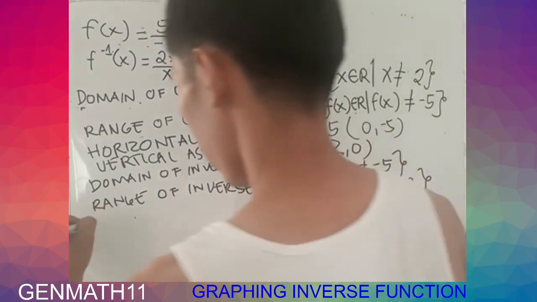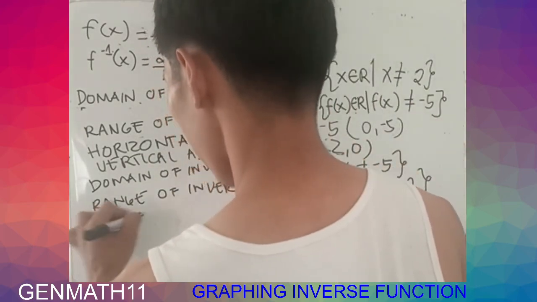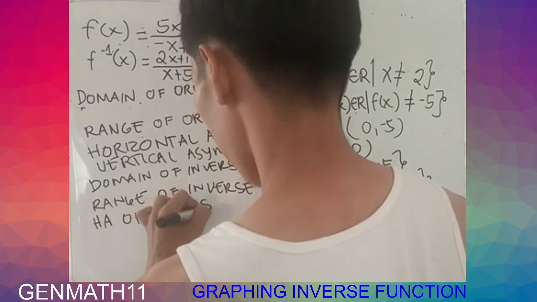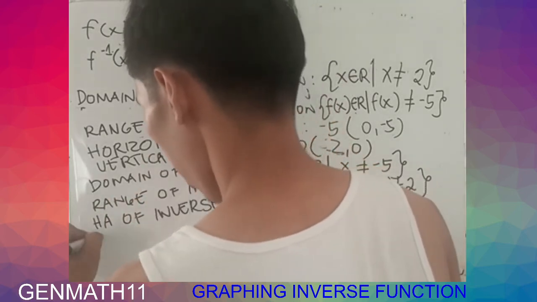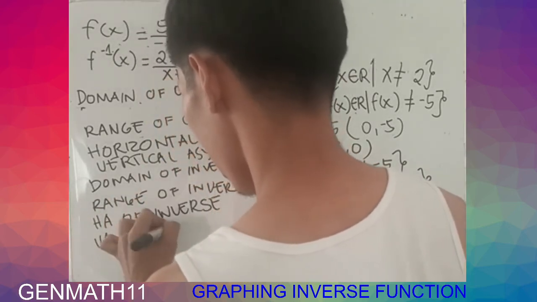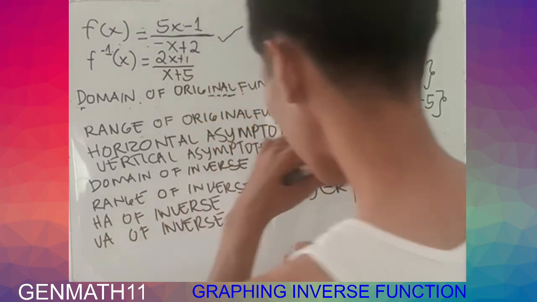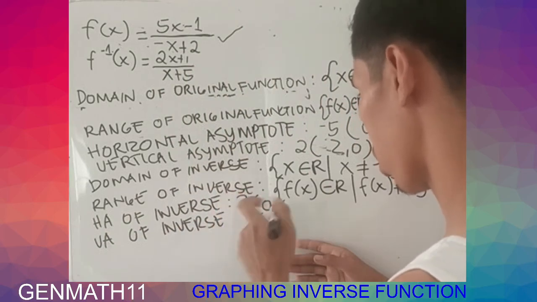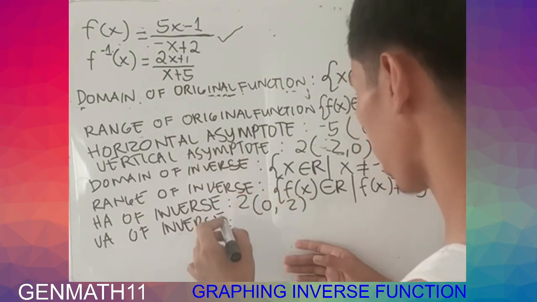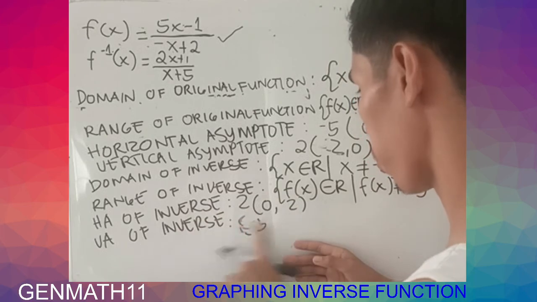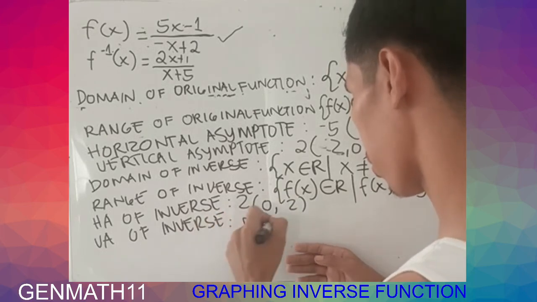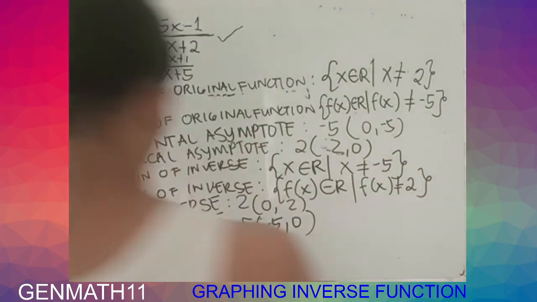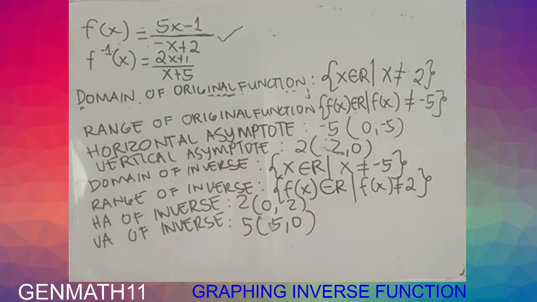So, let's put HA of inverse and the vertical asymptote of inverse. Let's go back. So, 2, 0, 2. Then, the vertical asymptote will be 5, 0. Okay? So, we've gotten what the problem asks for. So, did we get the right things?